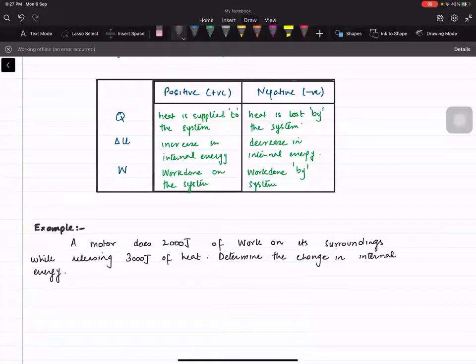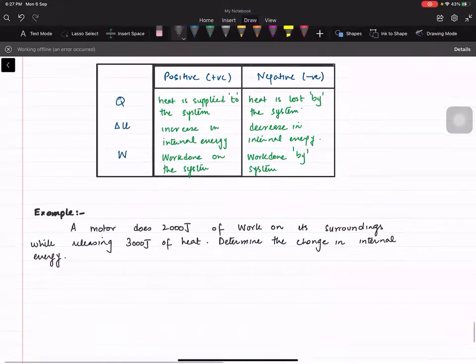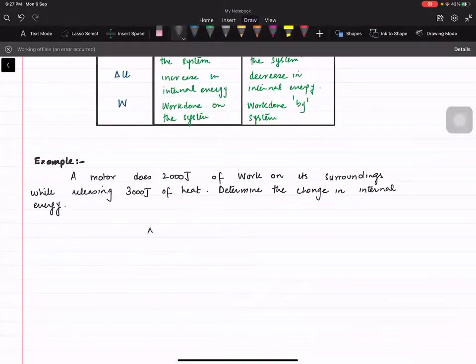Minus 5000. That's correct, minus 5000. Why? Because the first law of thermodynamics states that the increase in internal energy is equal to this. Now, in this part, we need to find the internal energy right here.